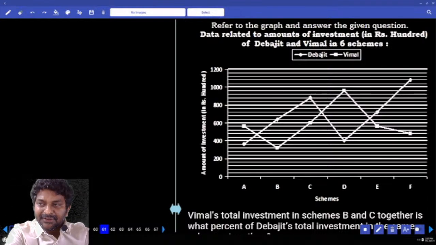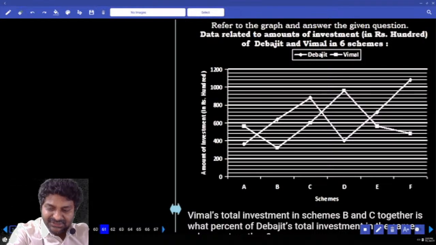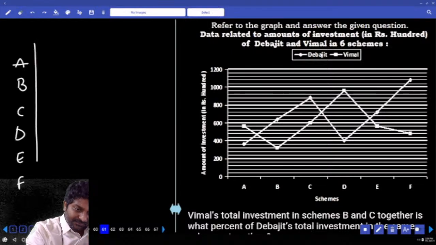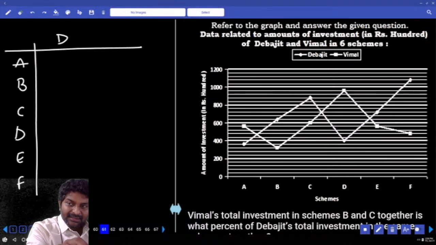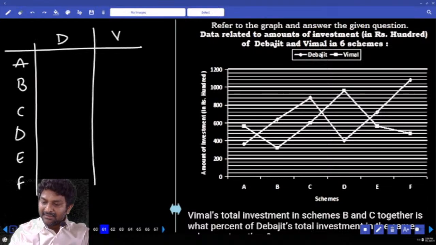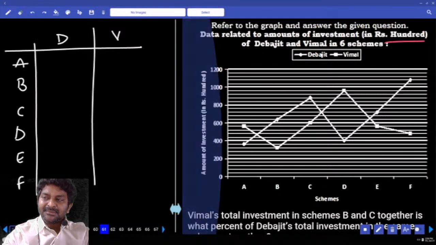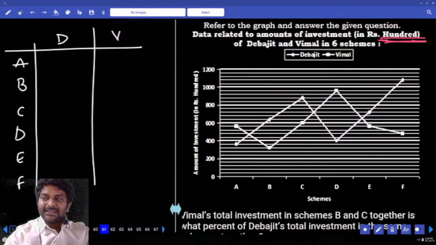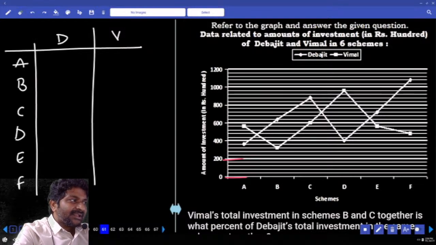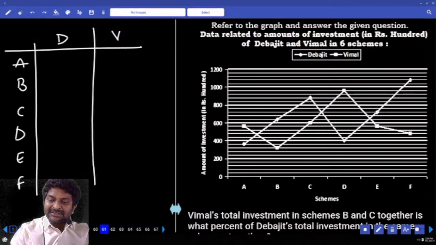Data related to amount of investments of Debajit and then Vimal in 6 schemes. There are 6 schemes: A, B, C, D, E and then F. Debajit and then Vimal. All the values are in hundreds. 0 to 100, 200 gap, and each, how many sub lines are there? 5. Each line occupies 40. Debajit, diamond in shape.